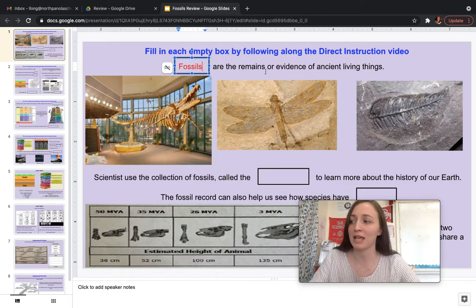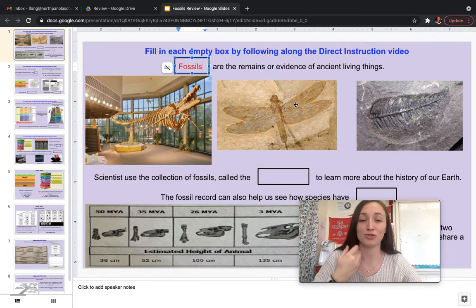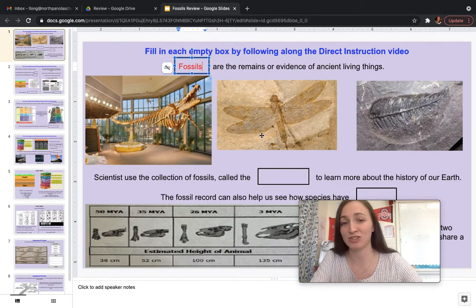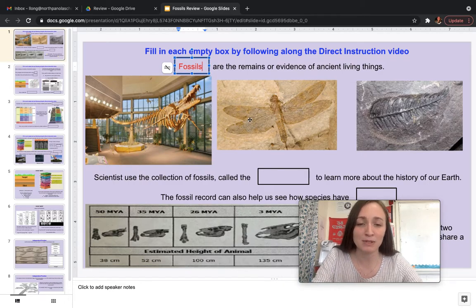So a fossil can be bones of a big scary thing like this, or it can be like, here's a dragonfly. Dragonflies do not have bones, but its little teeny tiny body was saved as a fossil. But it doesn't have to be just an animal. It can be a plant. So like here's a super old leaf that made an indent in a rock. So that is also a fossil.